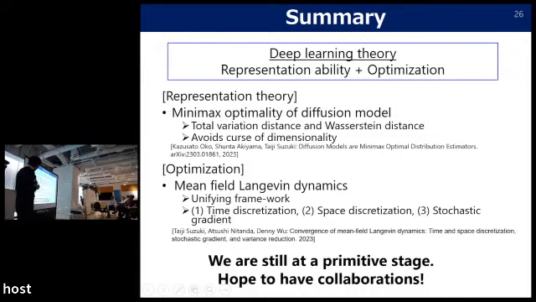I think that there are many things that should be done in future work. For example, the analysis of minimax optimal diffusion models: we have needed many strong conditions, and maybe we can relax those assumptions. Also, we don't know why large language models like ChatGPT work so well, so we need more theories about that. I hope we can have some cooperation. So thank you very much.